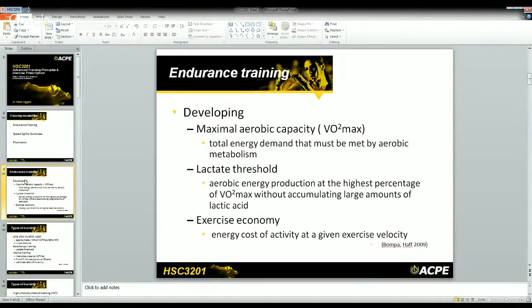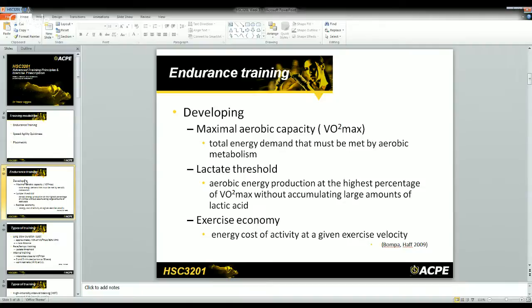Now, your lactate threshold is the point where you can maintain your highest velocity or your highest amount of energy use without going into lactic acid accumulation or switching to your anaerobic. So it's the highest or the hardest you can work whilst you're still engaging the aerobic energy system.